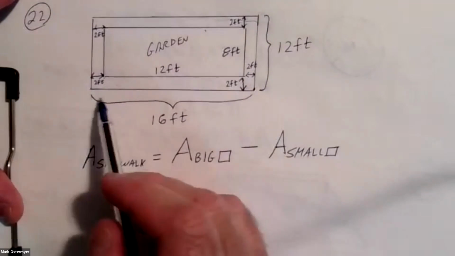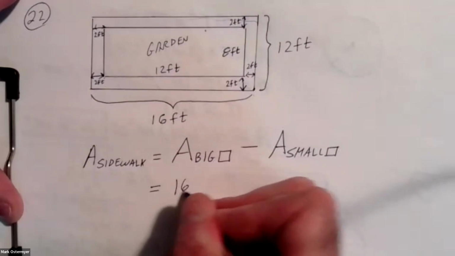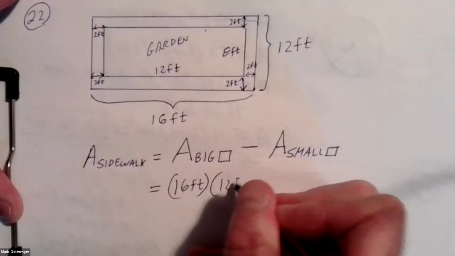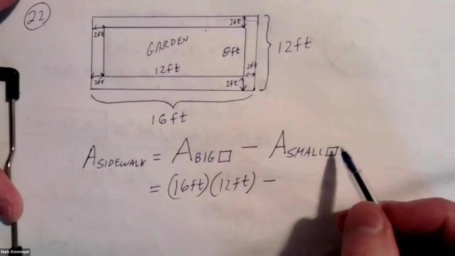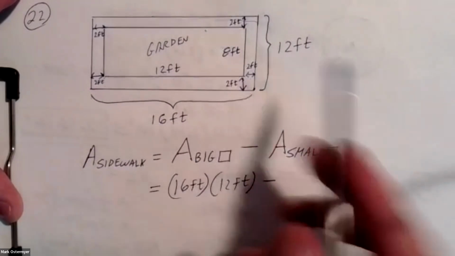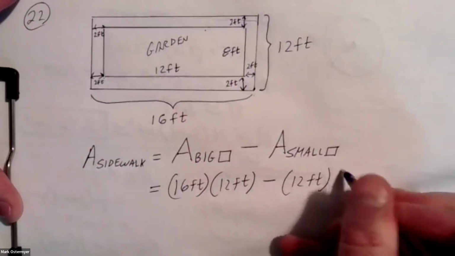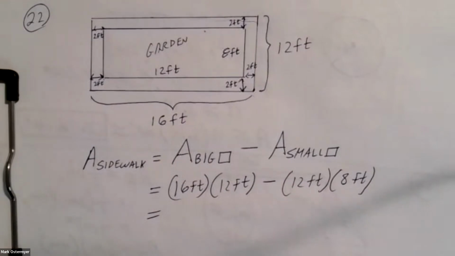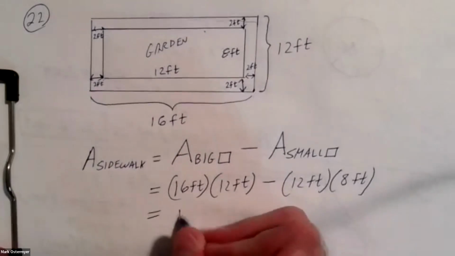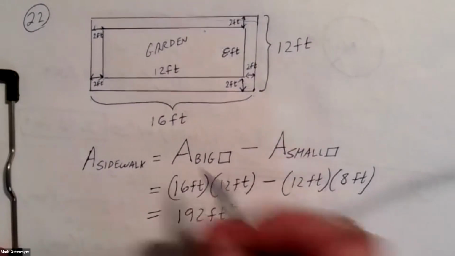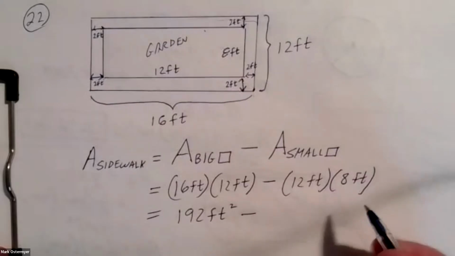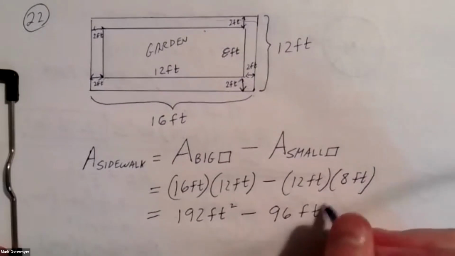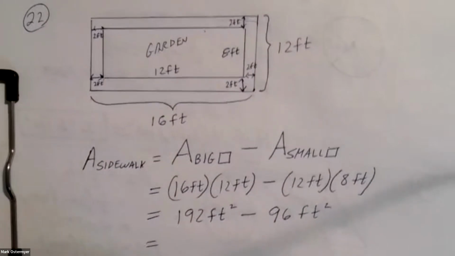How do we find the area of the big rectangle? We take its length times its width. So it's going to be 16 feet times 12 feet. Then we're going to subtract off the area of the garden, which measures 12 feet by 8 feet. Now, what's 16 times 12? That's not a number I have in my back pocket. 192. So 192 square feet is the area of the big rectangle, minus the area of the garden, 96 square feet. So the area of the sidewalk is 192 minus 96, or 96 square feet.